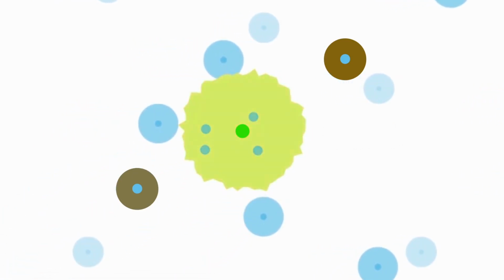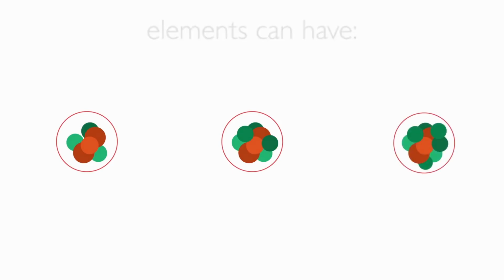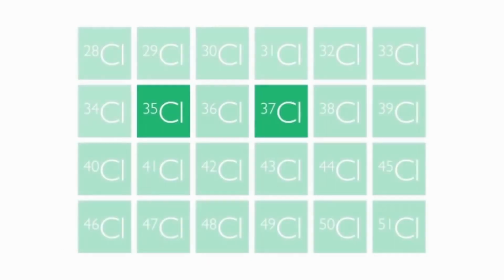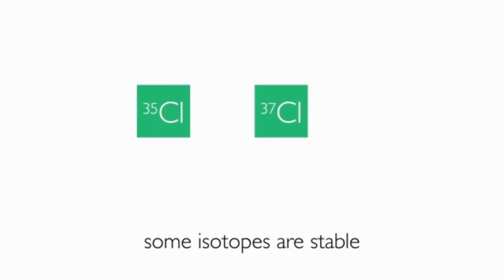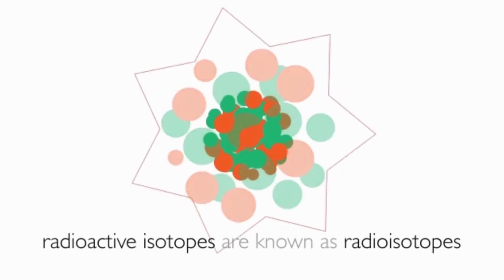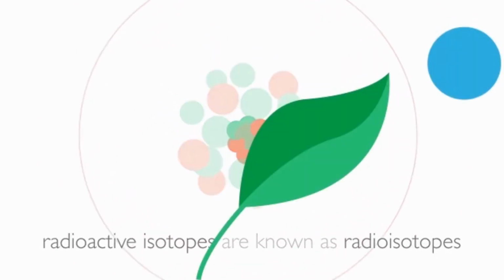So, as you can see, isotopes are important in modern science, and so we'll finish with a summary of the key points. Isotopes of the same element have the same chemical properties. Some isotopes are stable. Isotopes that are unstable are radioactive. Radioactive isotopes are also known as radioisotopes. Radioisotopes can be used as tracers or markers.